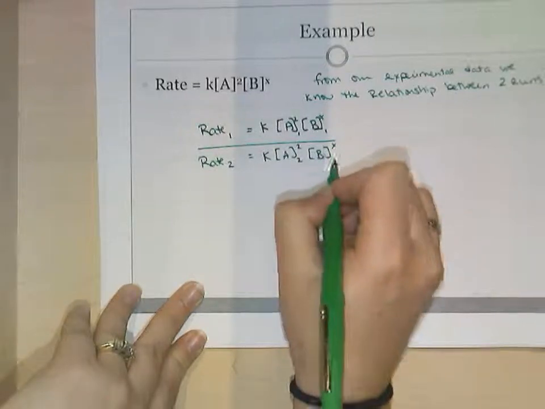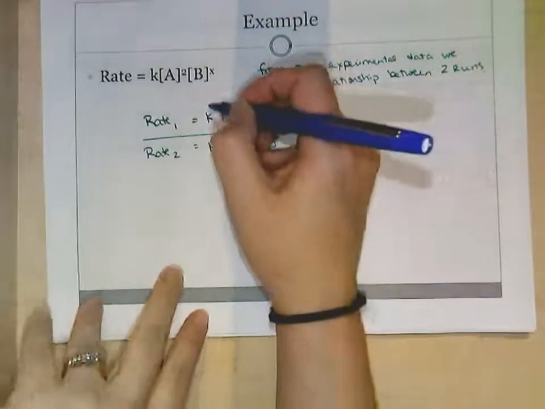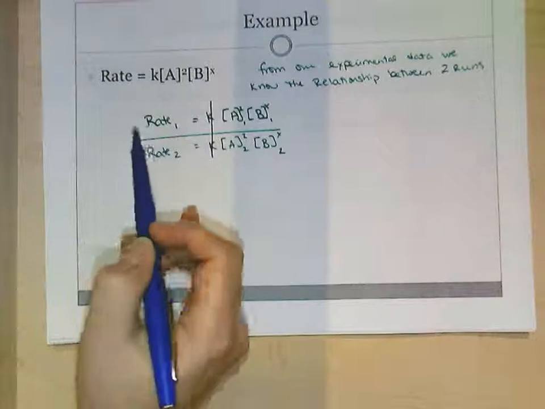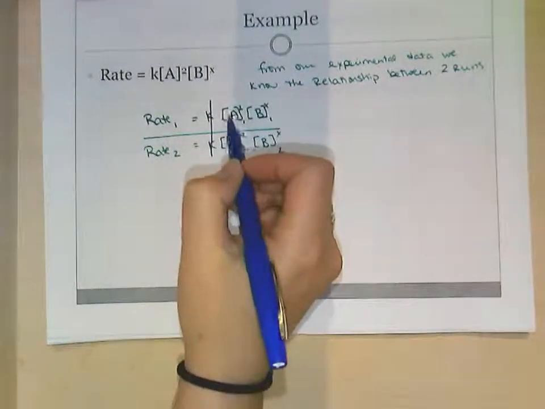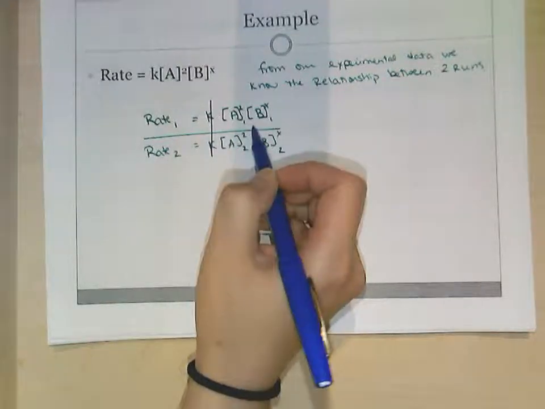Right, so the ratio between those 2 is going to be solvable. What happens to these 2 K constants in my fraction here? They cancel out, okay? So now I'm left with the rate of 1 equals the concentration of A squared B to the X over the rate of a second reaction, A squared B to the X.